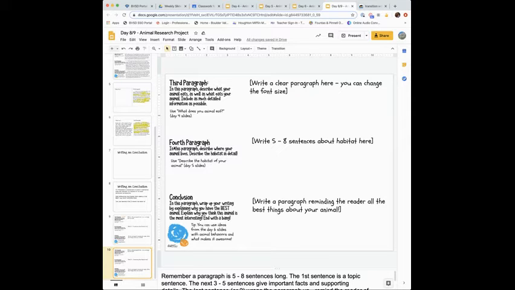Fourth paragraph. In this paragraph, describe where your animal lives. Describe the habitat in detail. Use describe the habitat of your animal, day 5 slides.